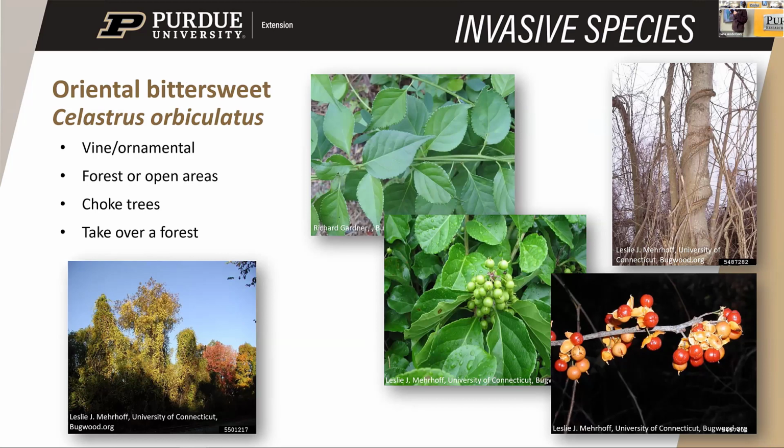We do have a native version of bittersweet, and it has to do with the arrangement of where the berries are on it. I've only ever had one encounter with a native, and I second guess myself as to whether it was native or Oriental bittersweet. So again, from East Asia, it has leaves that are up to 5 inches long. They have finely toothed margins. The upper surface is glossy and smooth. The orange fruit will split open to reveal that reddish orange berry that you can see in the bottom photo.